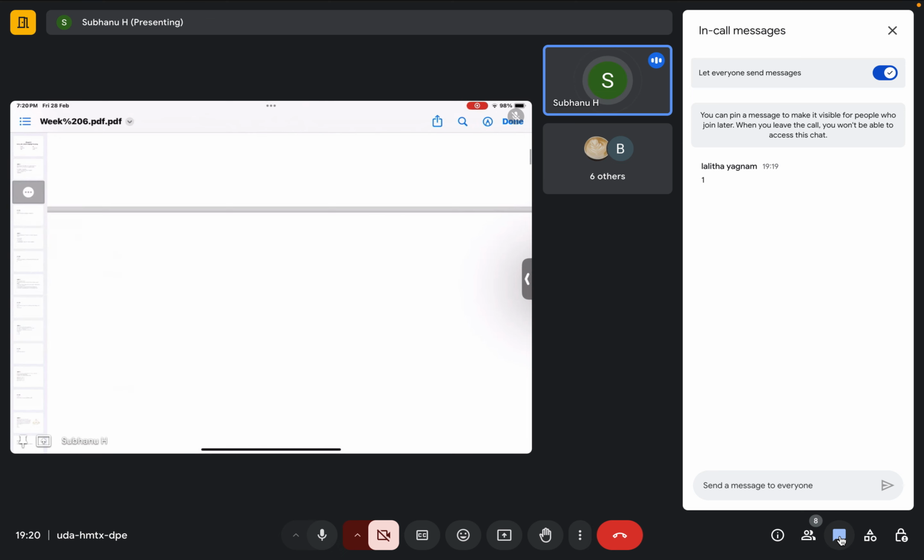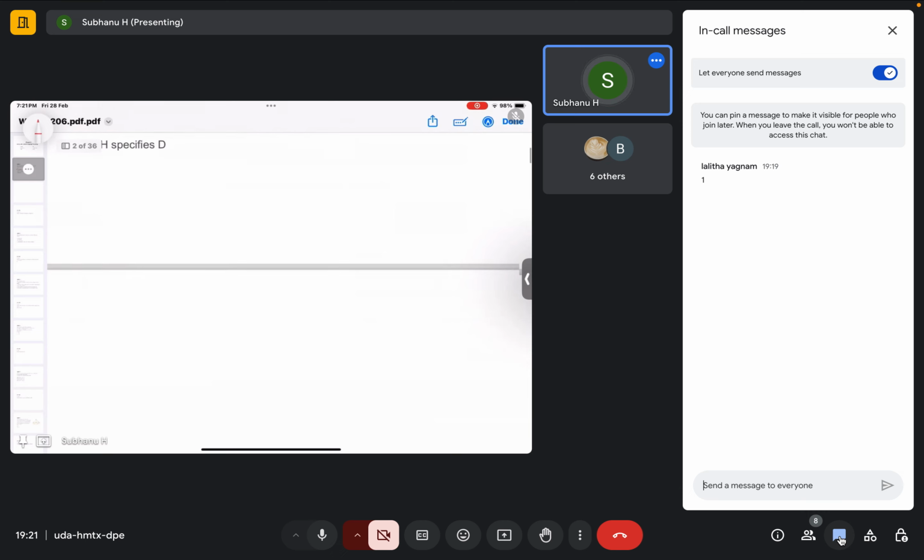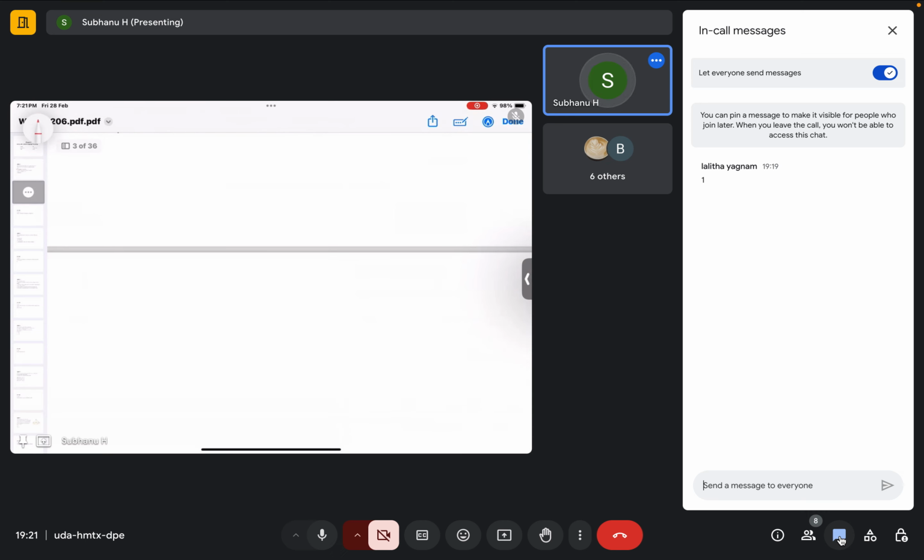Okay, so Lalita is saying that this one is correct. Okay, fine. So this one is false: head is obligatory and dependent is mandatory. We'll see that soon. First we have to see what a phrase structure is. I think it is important to know that first.